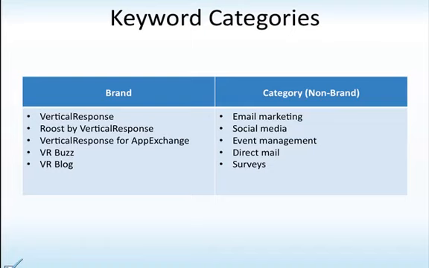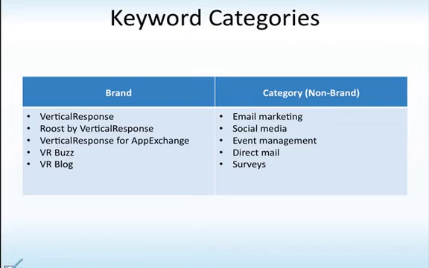So here, pretty much the basics. Keywords can be divided into two categories: brand and non-brand, non-brand also being known as category keywords. The brand keywords are those that are directly connected to a company. So it could be your company name, name of your product or services, any trademarks that you may have.